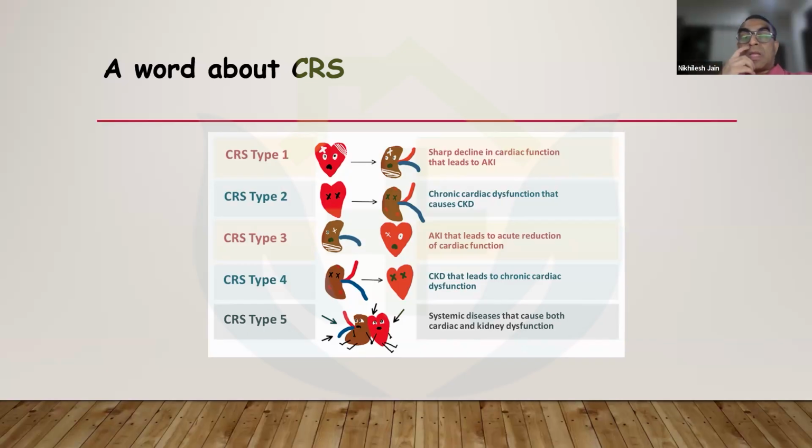And again, when you look at it, type 1 and type 3 seem to be running opposite of each other. Type 5 is entirely different. Type 5 is basically a systemic disease. It could be lupus, it could be something else that can cause both cardiac and kidney dysfunction simultaneously.